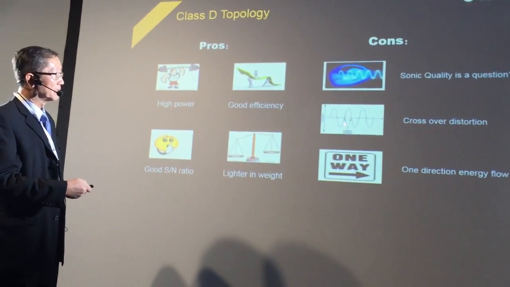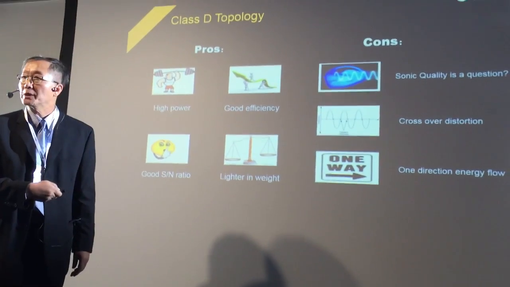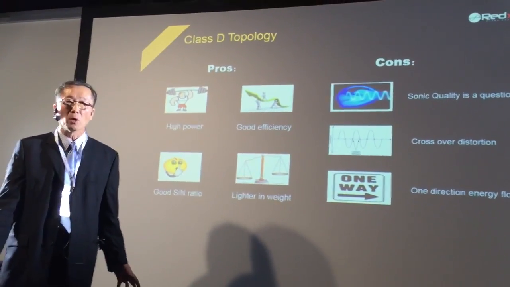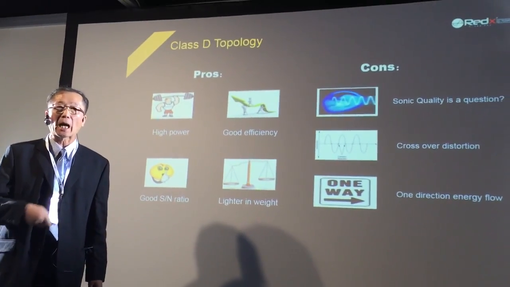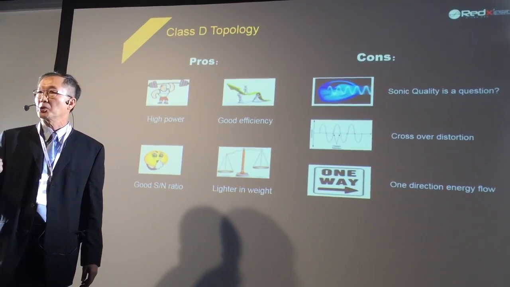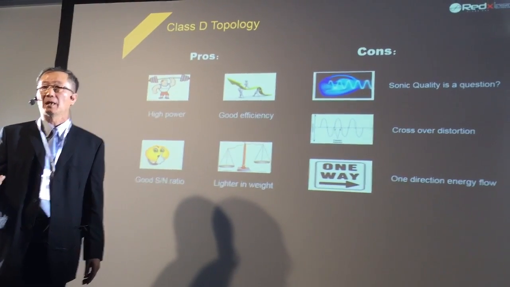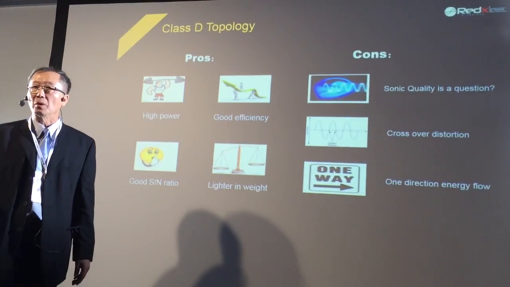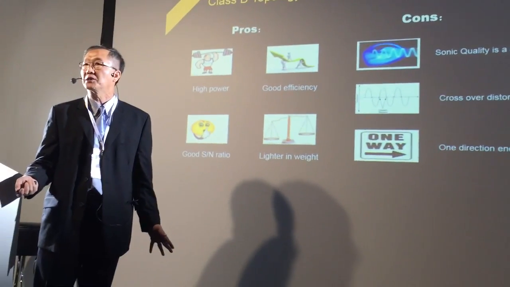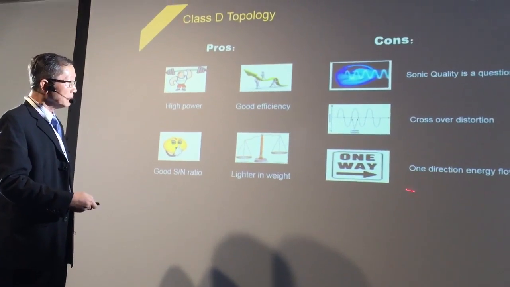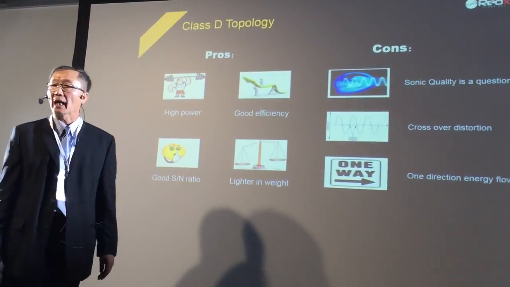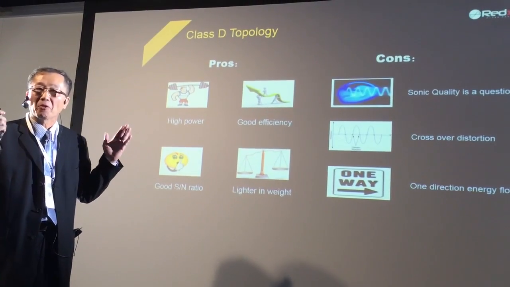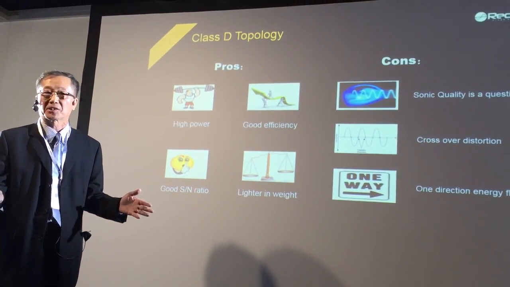One of the problems for the Class D switching power amp is that it still has crossover distortion. You can't avoid it, because for the high-speed switches, one or the other has to have a dead time to prevent both switches from turning on at the same time. And also it has one directional energy flow. That's about the three very common topologies that exist.